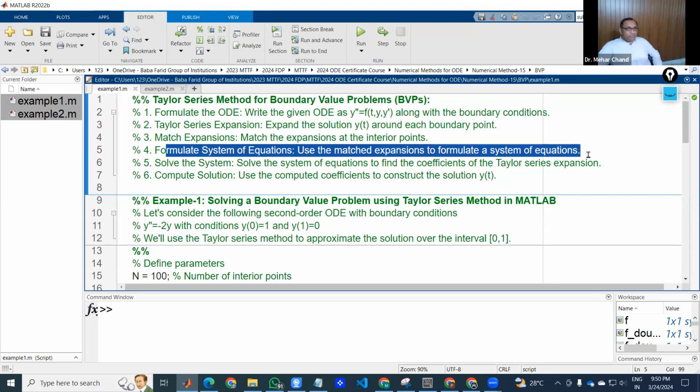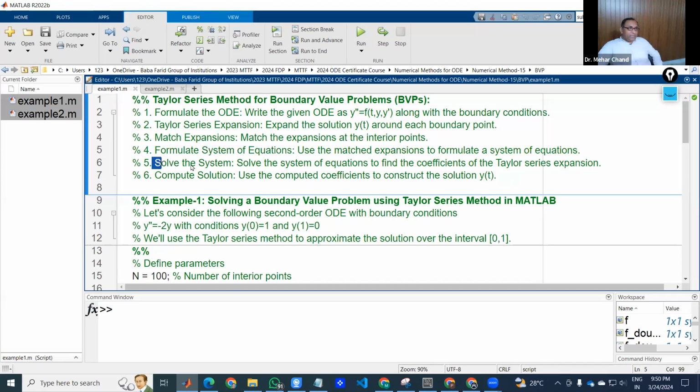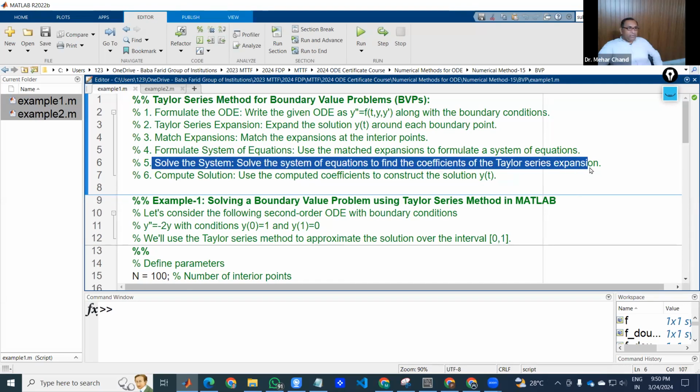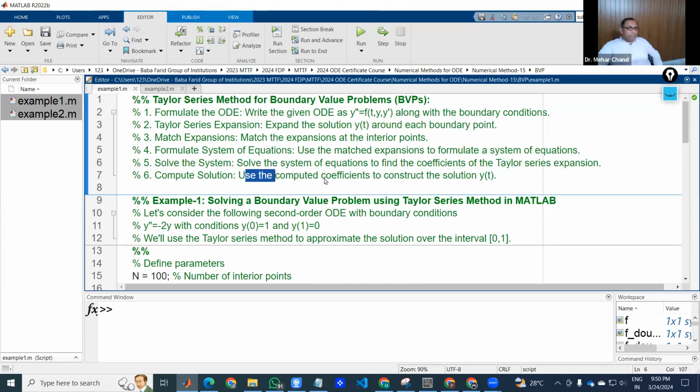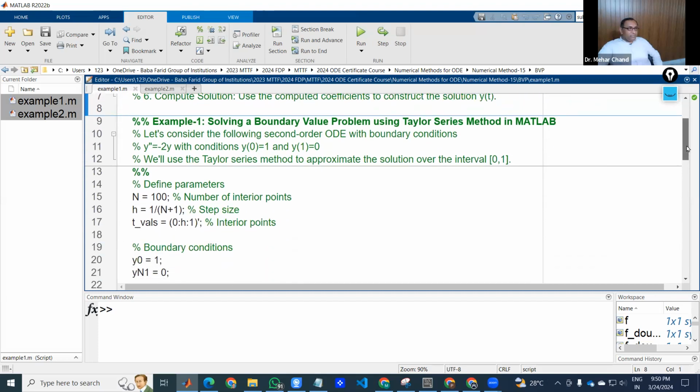For the system of equations, sometimes we need to use the finite difference method also, keep in mind. Then we solve the system of equations to find the coefficients of the Taylor series, and at the end use the computed coefficients to construct the solution y(t). So here is one example where, using the same approach, we can easily find the solution when we have this type of differential equation with boundary conditions.